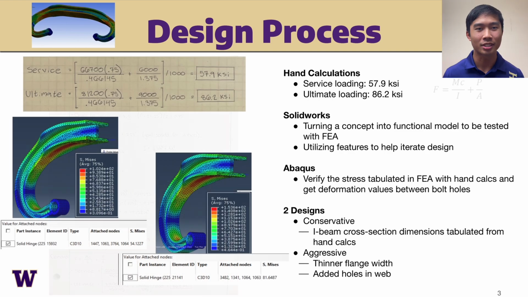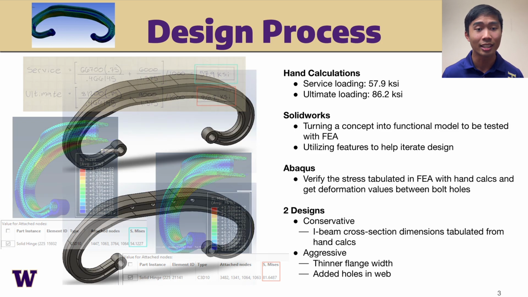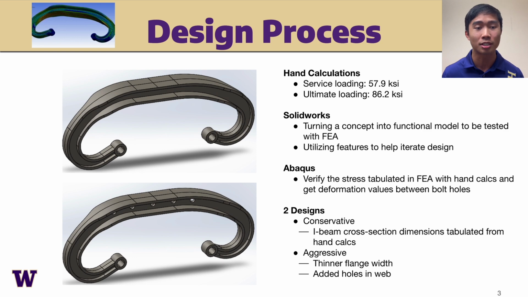As we iterated through designs, we created them in SolidWorks to then be imported into Abaqus, a finite element analysis software. Our results from Abaqus closely matched our hand calculations at the same locations, which can be seen in the highlighted boxes. In the end, we designed and manufactured one aggressive and one conservative hinge. The conservative one being a solid piece throughout the whole part, while the aggressive one has overall less material and holes cut out in the web.